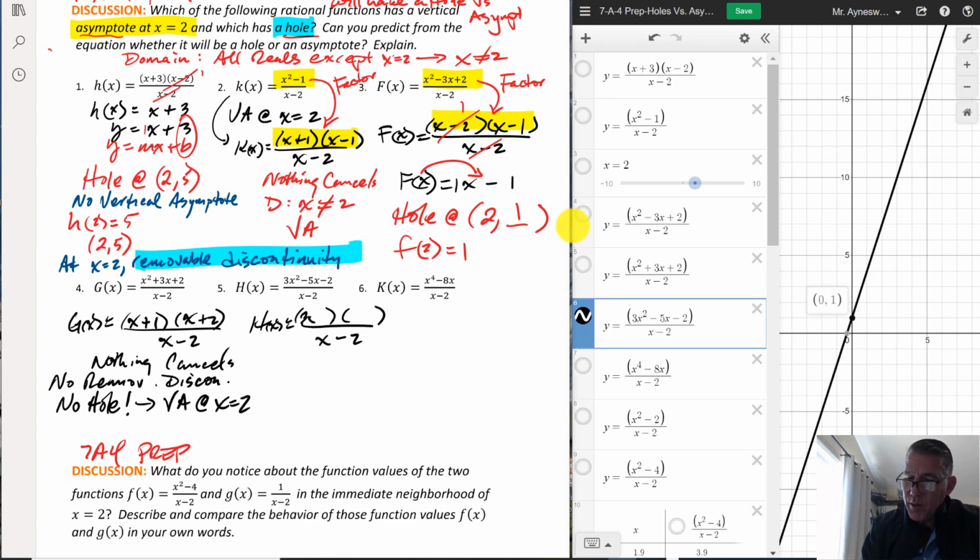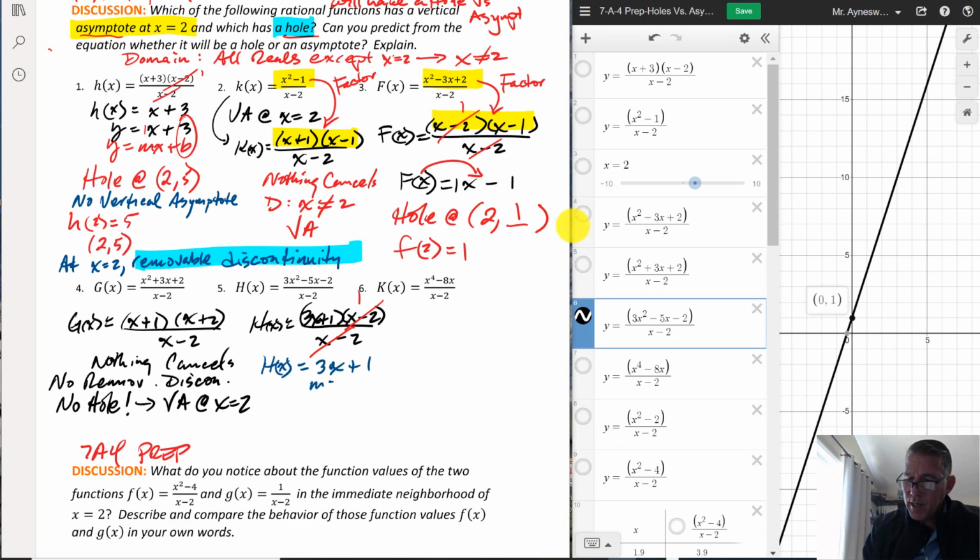So let me see. I'm going to use FOIL. 3x times x is 3x squared, and the factors of 2 are 1 and 2, and they need a negative in the middle and negative 5x. So I'm going to make that negative and that positive. So it's 3x plus 1 times x minus 2. Let me rewrite that. So 3x plus 1 times x minus 2. Now notice that the x minus 2's cancel. Look at that. And I get a new, simplified function. h of x is equal to 3x plus 1.